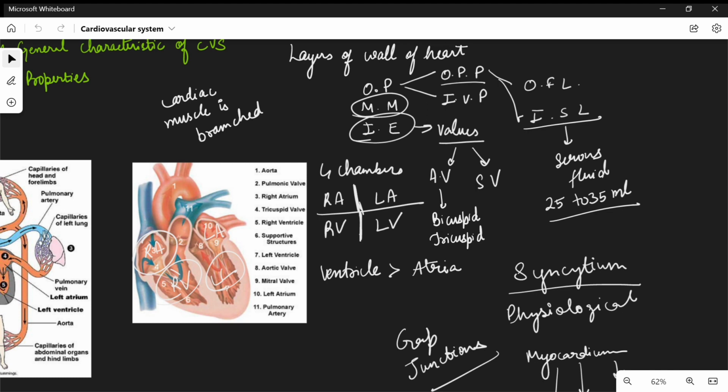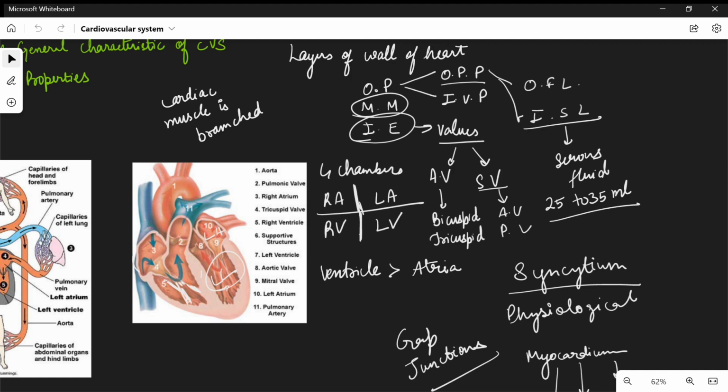Now, these valves are attached to papillary muscles by means of chordae tendineae. Now, where are papillary muscles here? This is papillary muscles. It is attached by chordae tendineae, however it's pronounced. Semilunar valves, we have two valves: aortic valve and pulmonary valve.